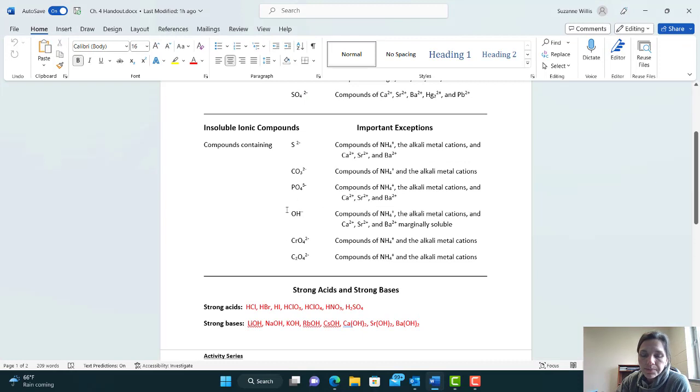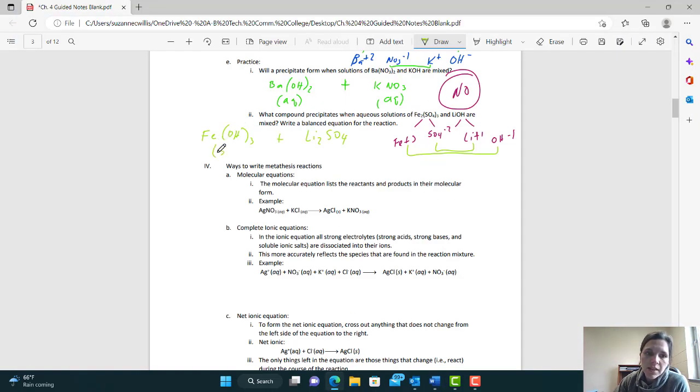Iron 3 hydroxide. Hydroxide is normally insoluble. Iron is not listed here as an exception. So he follows his rule. He is insoluble, so he will be a solid. Yay! We actually did something here. We made a product. Something happened. Lithium makes everything soluble, so this is going to be aqueous. You should never get 2 solid products, but you also always should check yourself. So here, will a precipitation reaction happen? Yes. And who will it be? FeOH3.